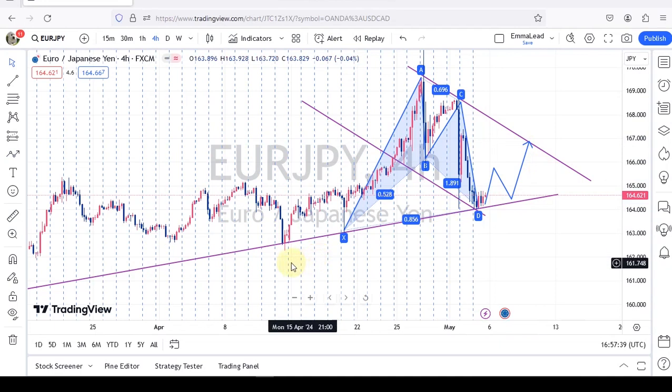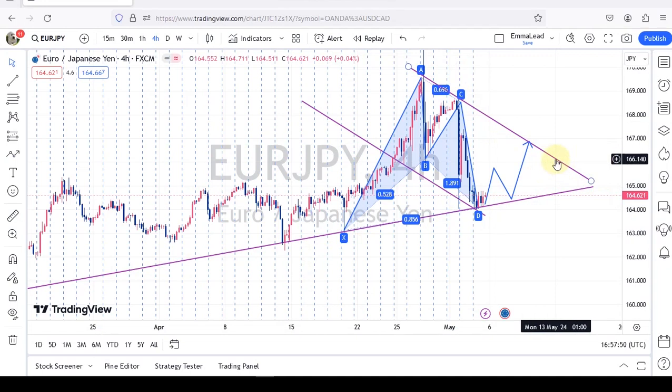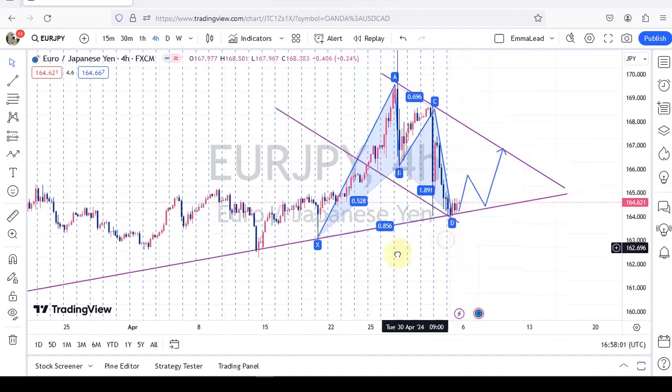Okay. So you can see a kind of a triangle that is trying to complete the triangle. So while waiting for the breakout, okay, maybe it will break above or break below. I don't know, but this is what I'm just seeing on the EUR/JPY 4 hours. Okay, so I think this is what I have here.